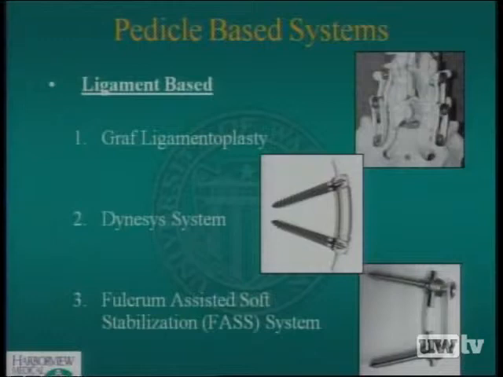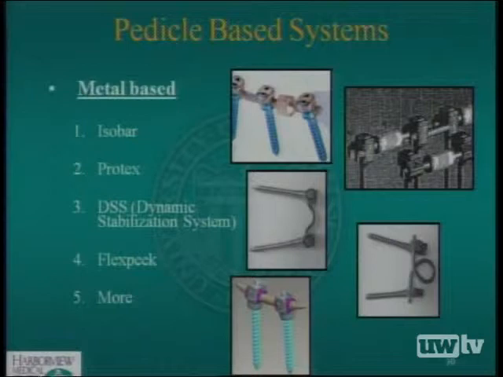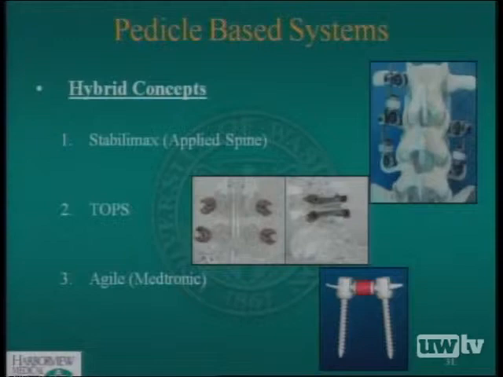So we looked at the various other ones that you may have heard of. There's the graft that we talked about, the Dynesis. There's this FAST system that's kind of similar to the graft ligamentoplasty. We have metal-based systems, the Isobar, the Protex, the DSS, the Flexpeak, and others, again trying to maintain some sort of stability while also maintaining motion. And then there are various hybrid constructs as well: Stabilimax, TOPS, and Agile, which has since been removed from the market.